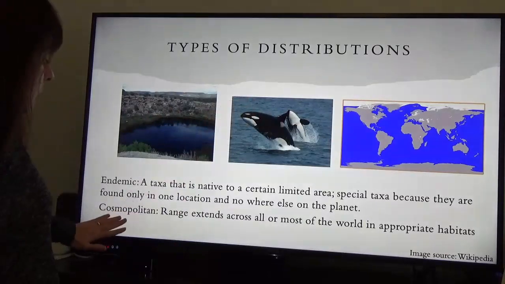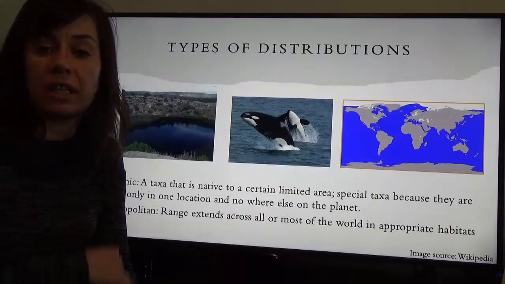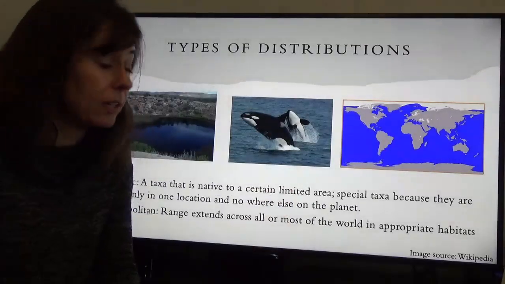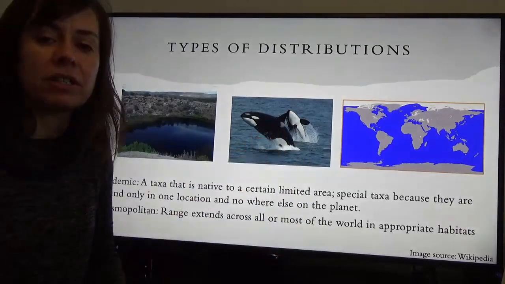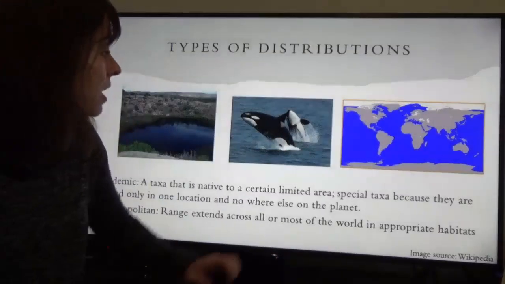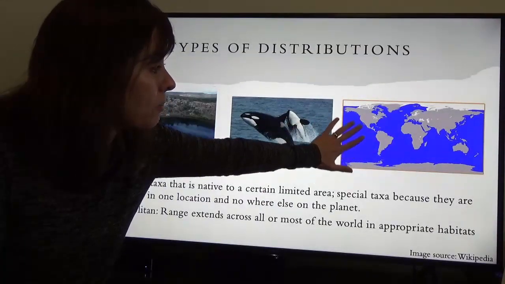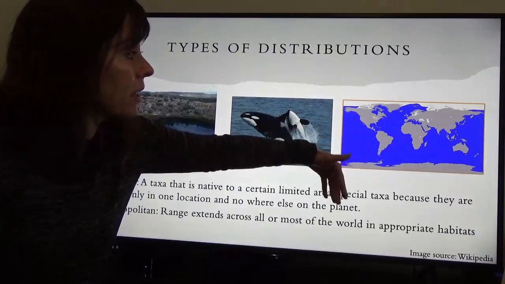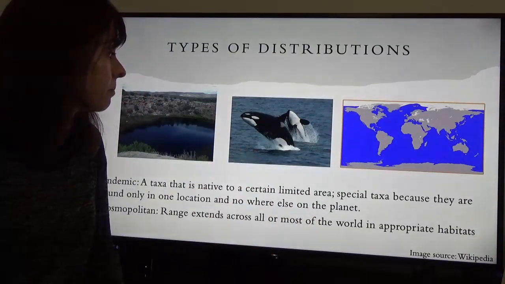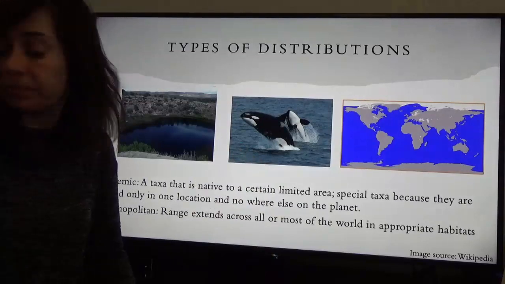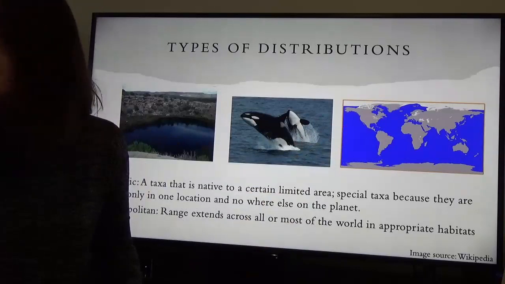On the other hand, we have cosmopolitan species whose ranges extend across all or most of the world, anywhere where the habitat is appropriate. An example of this, and we're going to see this friend later in the lecture as well, is killer whales, whose distribution is depicted here in blue. So anywhere pretty much on the planet, killer whales can be found in ocean environments, of course.